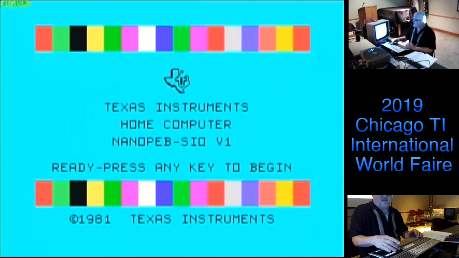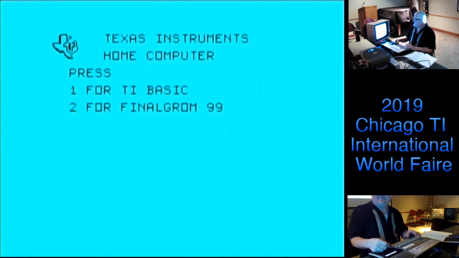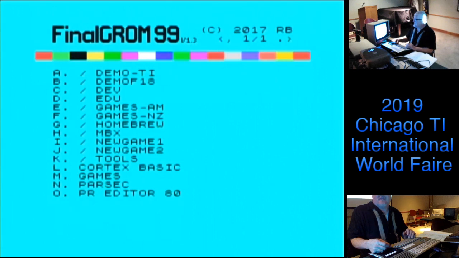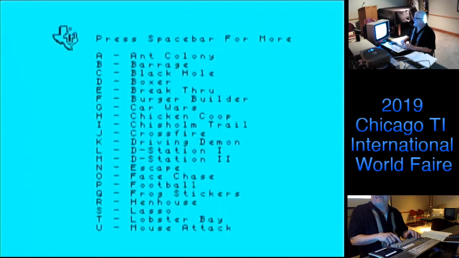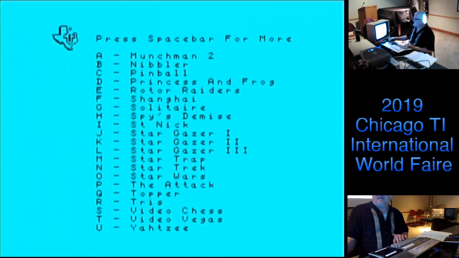Reset the Final GROM. Go back to the Final GROM menu. This is interesting, down on M for games. Let me see which one that is. This is one listing on the Final GROM, but it has its own internal structure and games here. Ant Colony, Barrage, Black Hole, Boxer. These sound a lot like the John Phillips type games. You press the space bar to get the second menu. Munchman 2, Pinball, Rotor Raiders, Stargazer 1, 2, and 3.